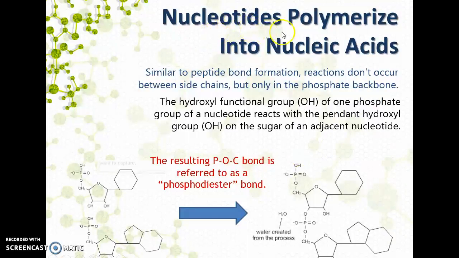So nucleotides form the polymers known as nucleic acids. Those are things like DNA and RNA. And that's the same reaction that we talked about with amino acids forming proteins. It's that condensation reaction. You're putting these two monomers together and you're losing a water molecule. The bond that connects them is called a phosphodiester bond. So when you put these two nucleotides together to form a nucleic acid, they're connected by what's called a phosphodiester bond.